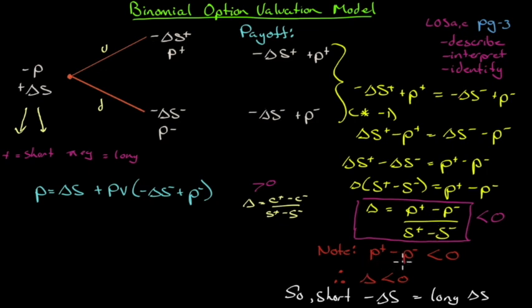So note, P plus plus P minus is less than 0. Therefore, delta is less than 0. So if we're short negative delta S, we're actually long, because we're short a negative amount, which would make us long. This plus sign means it's cash flow in, which means we're short delta S, so we're short a negative number of shares, so our underlying is a long position. I hope you are sort of nodding your head with me saying, that is messed up. I mean, that is messed up.